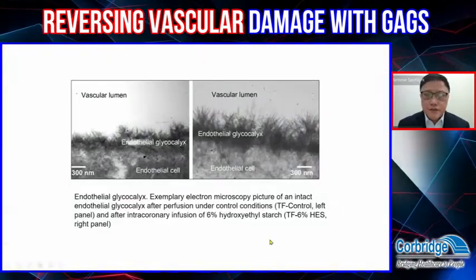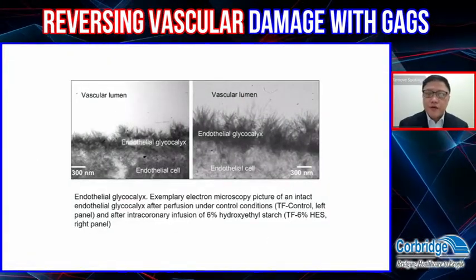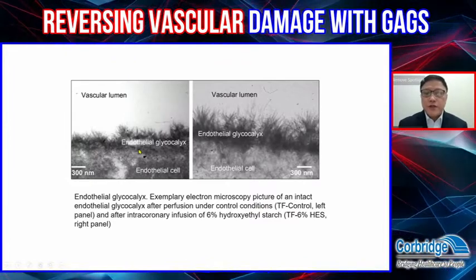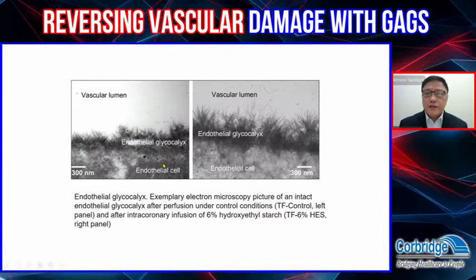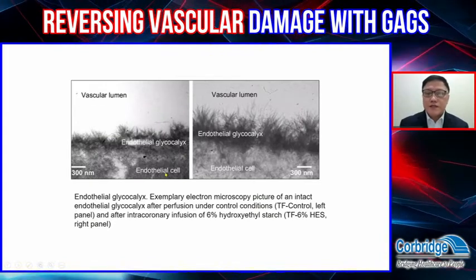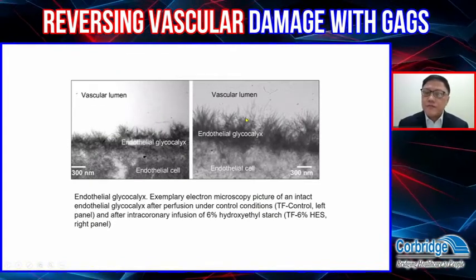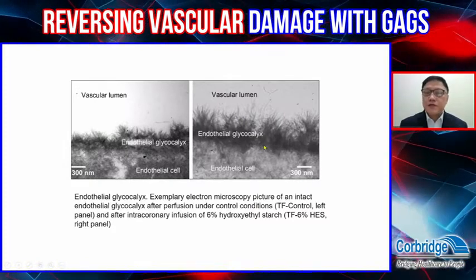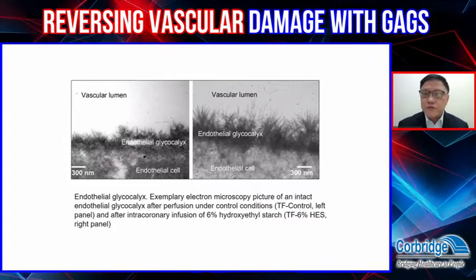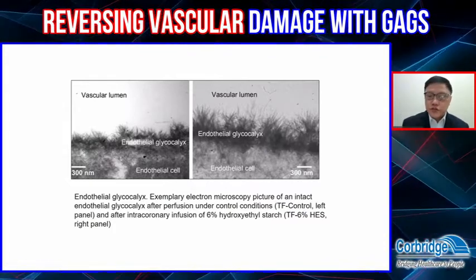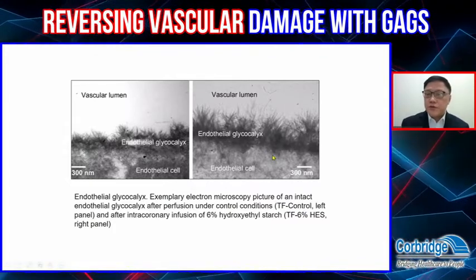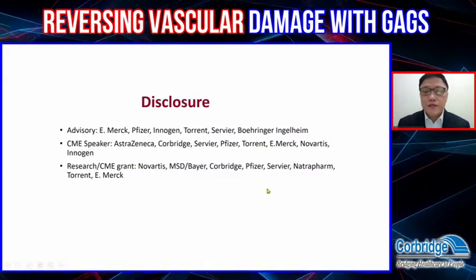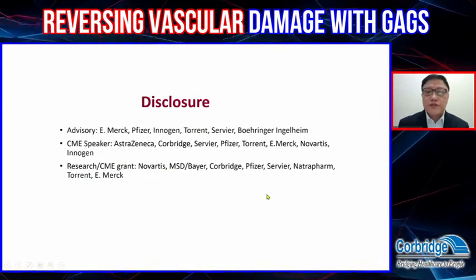This slide is just a picture of an endothelium that is healthy on the left side with a healthy glycocalyx, and on the right side is this destroyed glycocalyx because of infusion with glucose or sugar. And so, as you can see, a plain glucose can damage an endothelium or its glycocalyx.